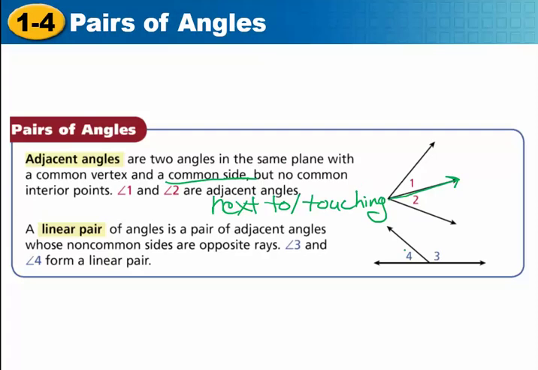A linear pair is when you have two angles that add together to equal 180 degrees, or, in this specific definition, whose non-common sides are opposite rays, but they add to 180 degrees or a straight line. Straight angle is sometimes what that's called too. And they have to be adjacent. So they're adjacent and they add up to 180 degrees. Both parts have to be true.